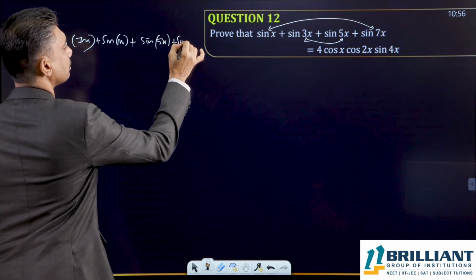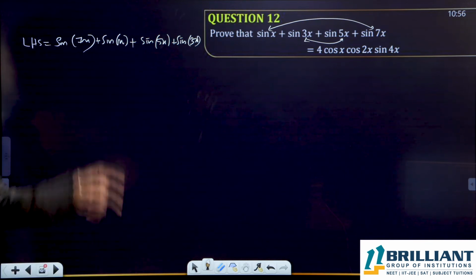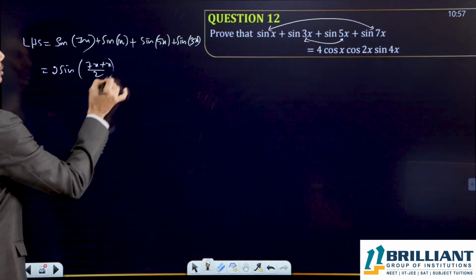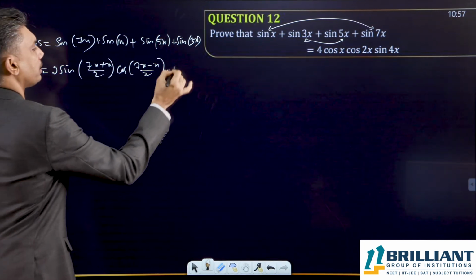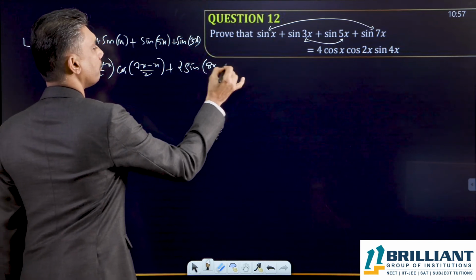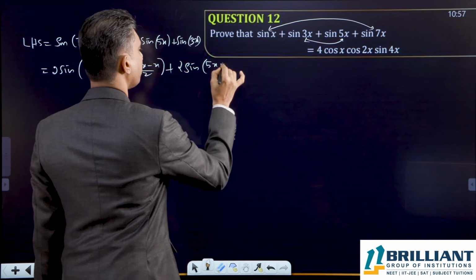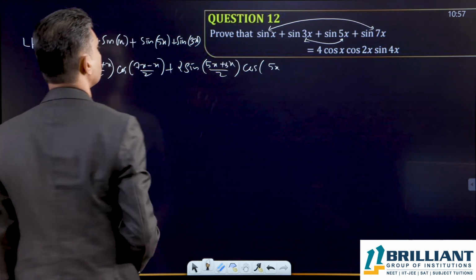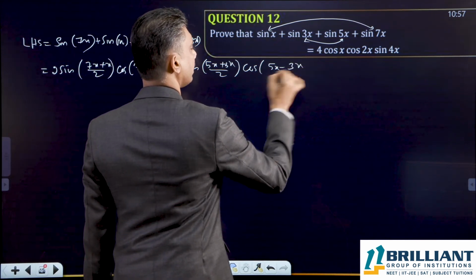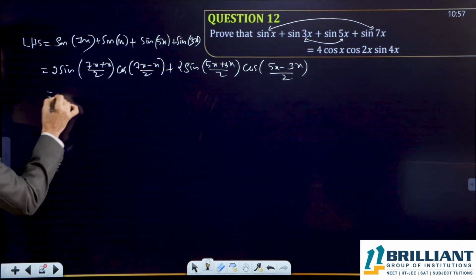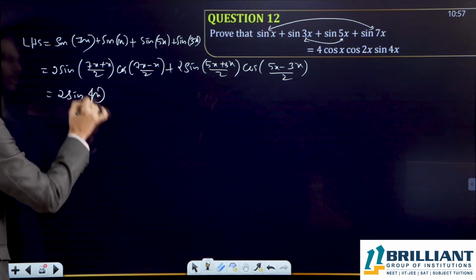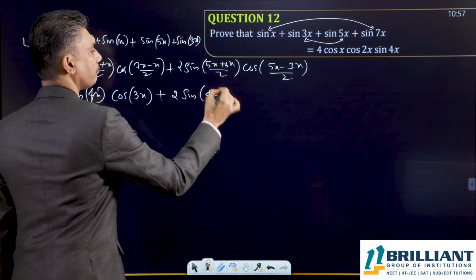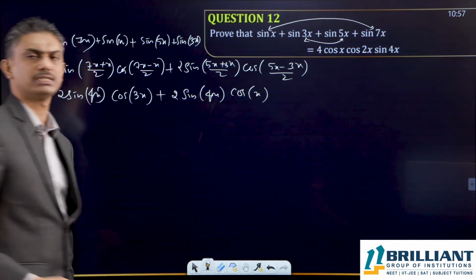Sin 5x plus sin 3x. Now, what is sin c plus sin d again? 2 sin (7x plus x)/2 into cos (7x minus x)/2 plus 2 sin (5x plus 3x)/2 into cos (5x minus 3x)/2. Now, this will be 2 sin 4x into cos 3x plus 2 sin 4x into cos x. 5x minus 3x is 2x by 2 is x.